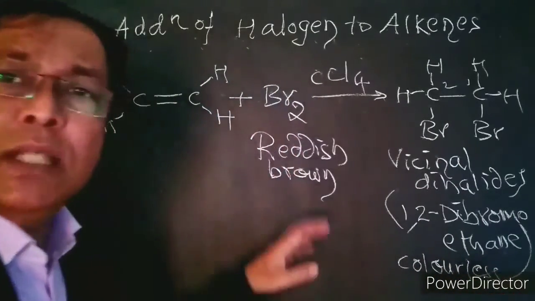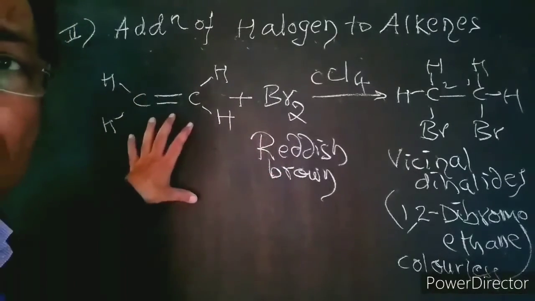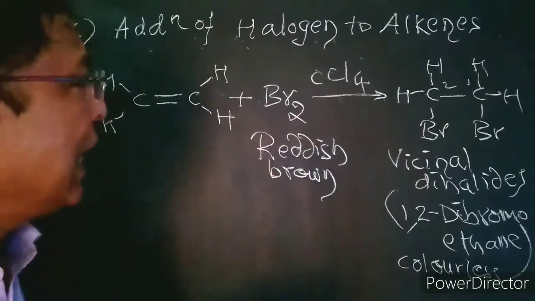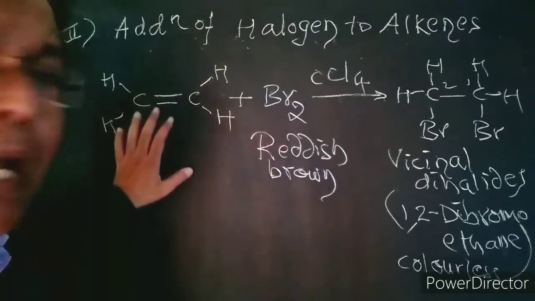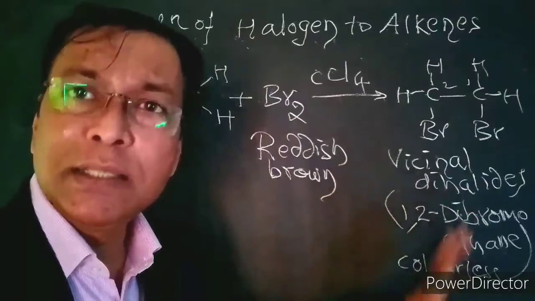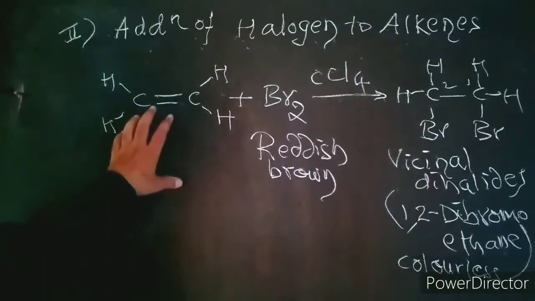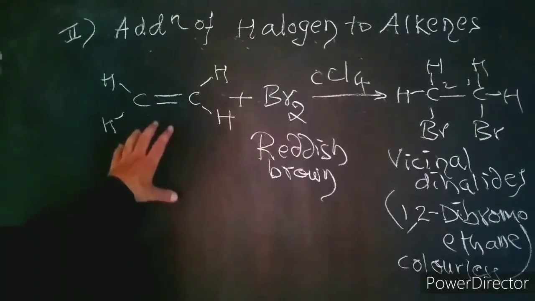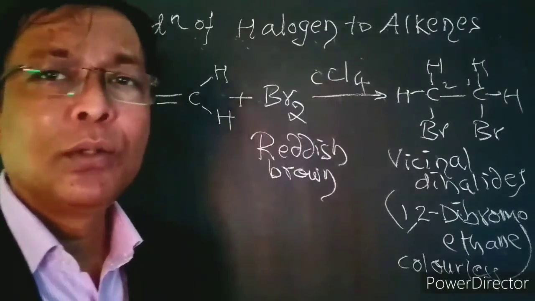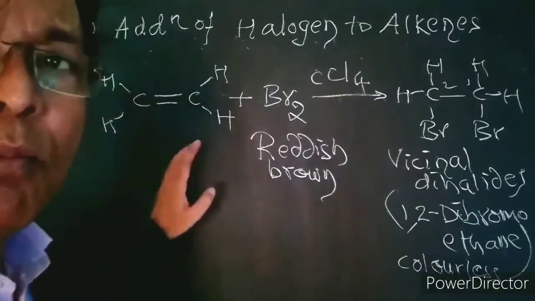Therefore, this reaction is used to detect the presence of a double bond in the molecule. If we have a compound and if we add bromine to that compound, if the reddish brown color of the bromine disappears, that indicates the presence of a double bond. This indicates the presence of unsaturation. Therefore, the bromine water test is used to find the presence of multiple bonds in the molecule.